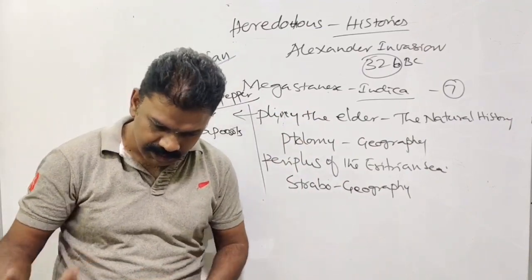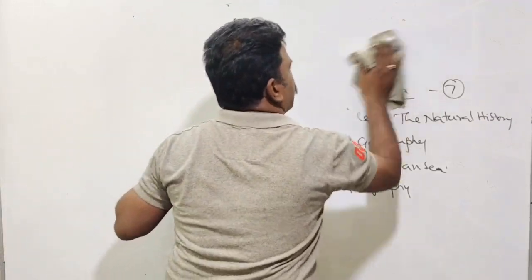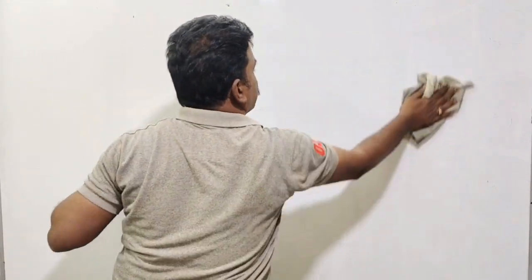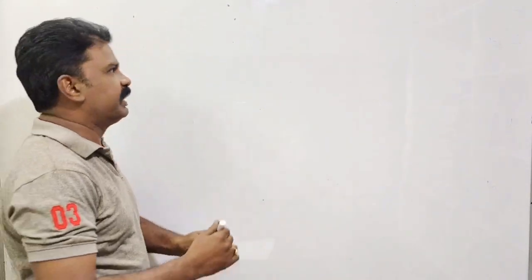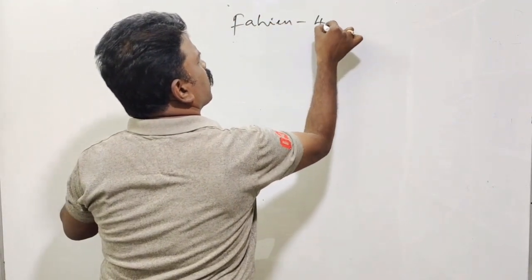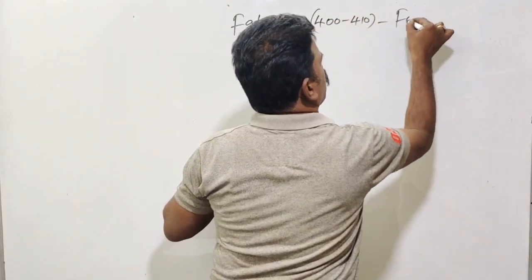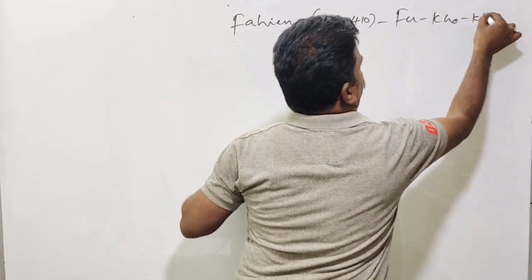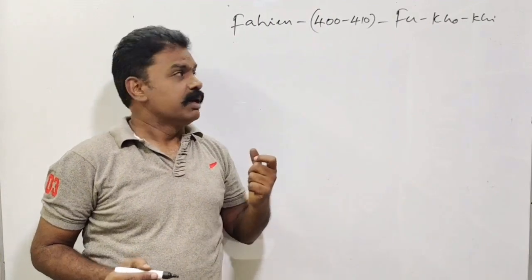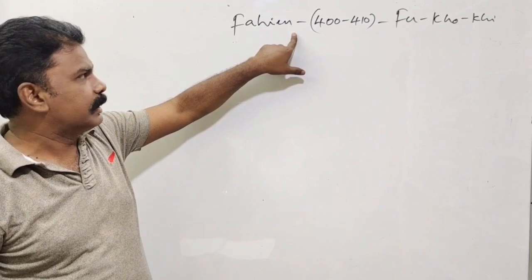Along with this, there are other writers, like Chinese writers. Four Chinese pilgrims came to India and gave accounts about India. Among them, Fahien came to India in 400 to 410. He wrote Fo-kuo-ki, the Records of the Western Kingdoms. It speaks about the Indian system of the Gupta period.